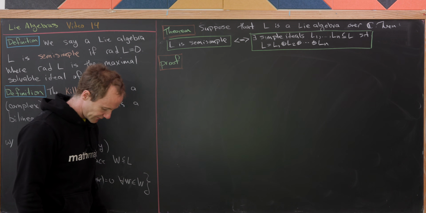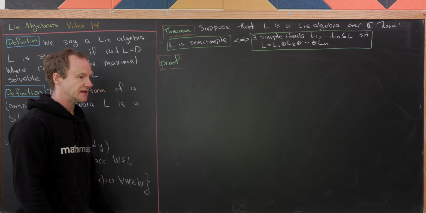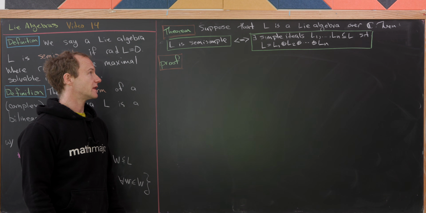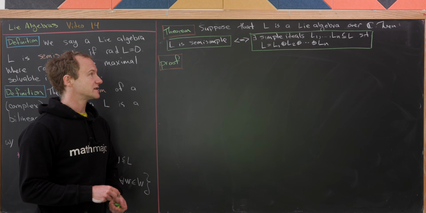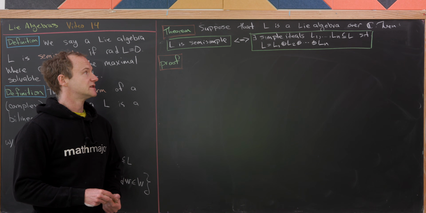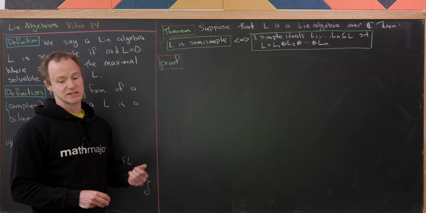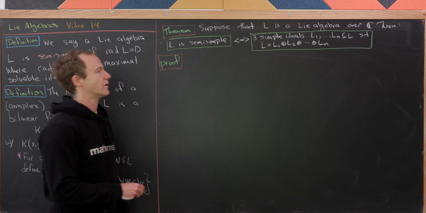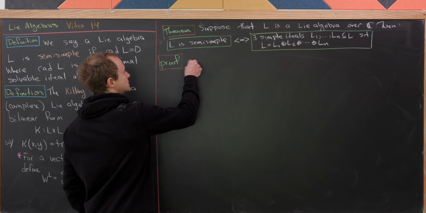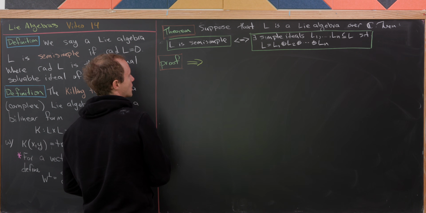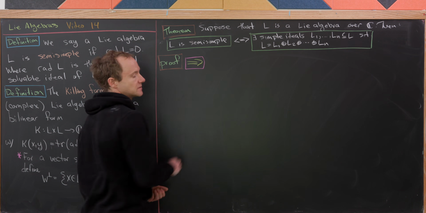Let's suppose that we've got a Lie algebra over C, so a complex Lie algebra. Then L is semisimple if and only if there are simple ideals L1 up to Ln, such that L can be written as the direct sum of L1 plus L2 all the way up to Ln. Okay, so this is an if and only if statement. Let's do this forward direction first.